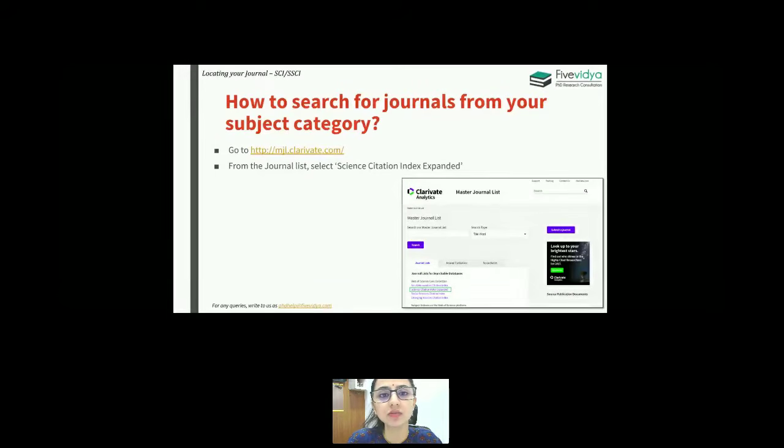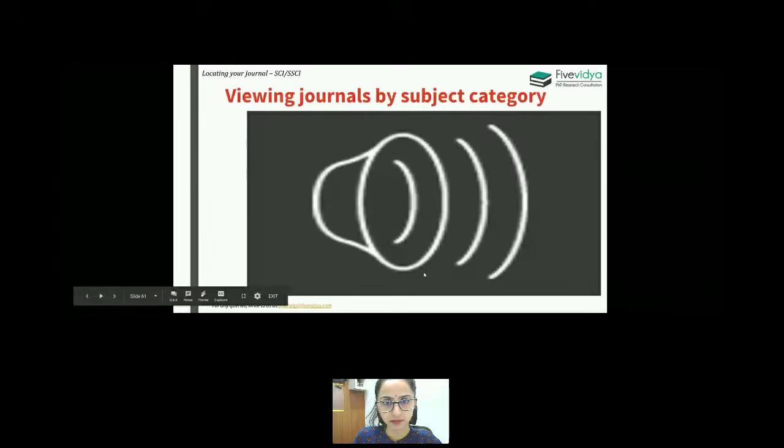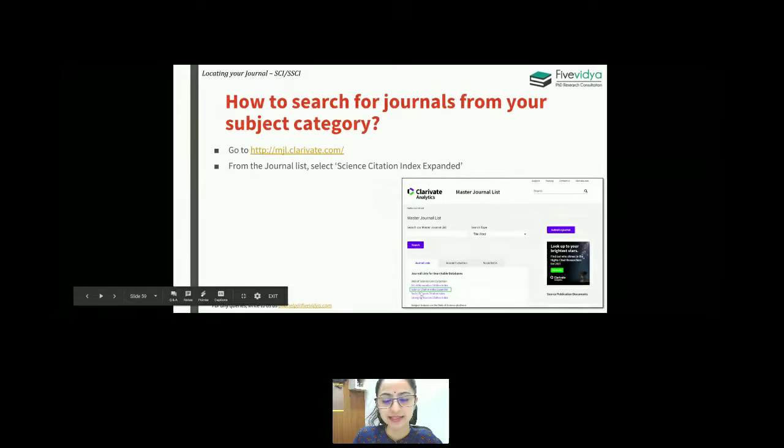Moving ahead, how do you search for a journal pertaining to your subject category? For that, go to the same site, clarivate.com, and you can see the journal list below the search option. Here you can select the Science Citation Index Expanded. On clicking on this, you will have a list where you can select your subject category, and from that you can select a journal for yourself.